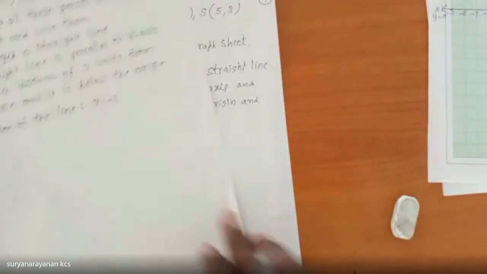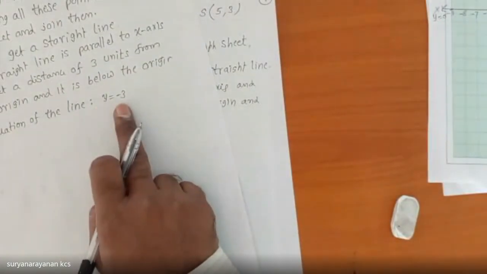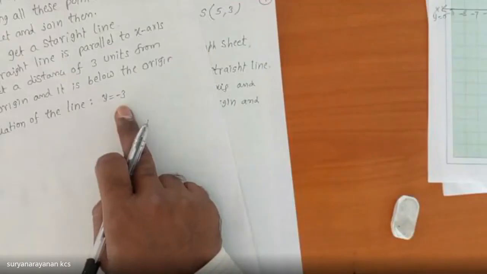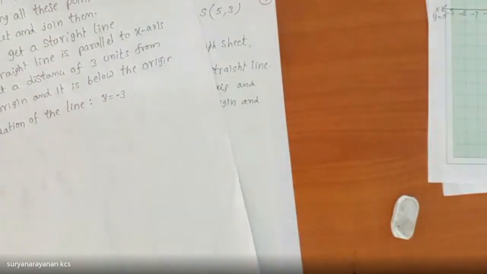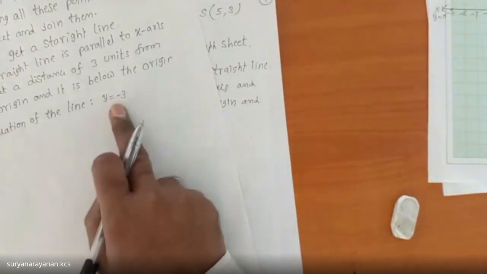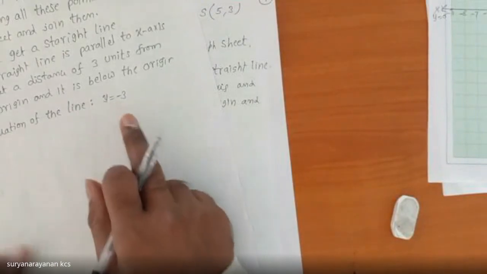Yes. Now, what is the distance of this line from the origin? So 3 units. Yes, 3 units. Don't say minus 3 units. We don't measure the distance in negative units. 3 units only. Okay.